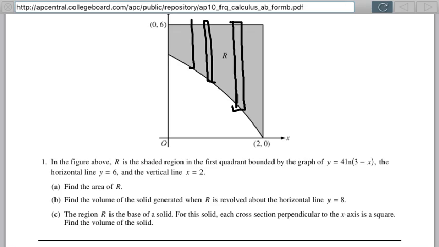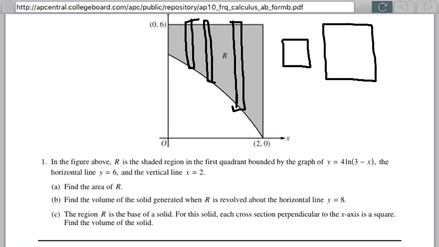If we keep slicing this, we have a little square, a bunch of medium squares, a bunch of larger squares. So all of these squares' areas added up, aka the integral from 0 to 2, is going to give us the volume of that whole solid. Okay, so the key is we need to know the area of those squares. So how do we identify the area of a square?